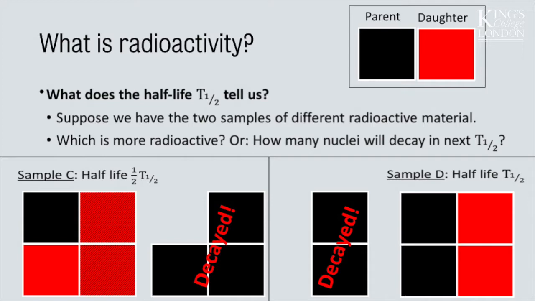If we look at sample D, its half-life is represented by T half, I should say. So after that length of time, half of the sample will have decayed. However, when we look at sample C, we see that its half-life is only half the time compared to sample D. This means that after 2 of those periods, 3/4 of that sample will have decayed. And therefore sample C is more radioactive over 1 half-life compared to sample D.